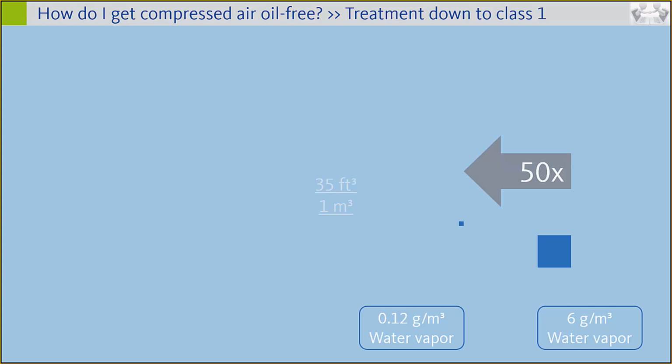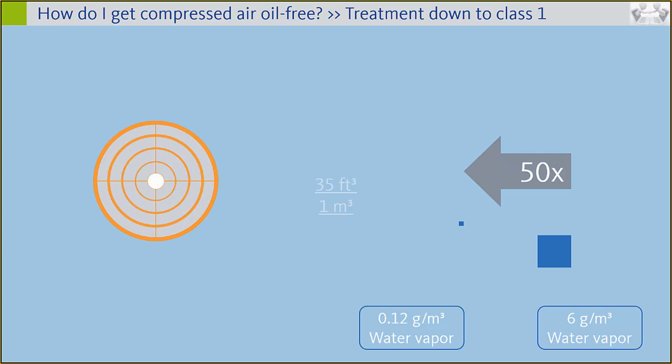Comparing this to the residual oil vapor load at class 1, that is to be defined in that space. The black dot in the middle of the bull's eye stands for the space of the oil vapor. I can imagine that nobody of us is able to see the black dot in the white space in the bull's eye. The reason is that it is so small that you would only see it if you used a microscope.